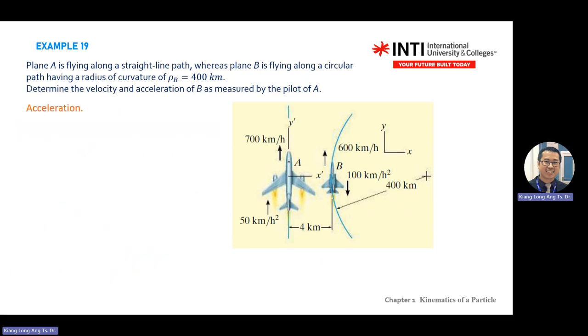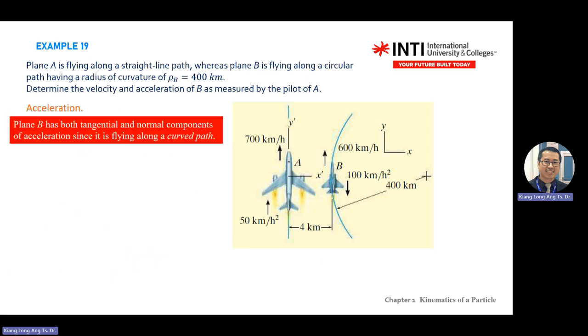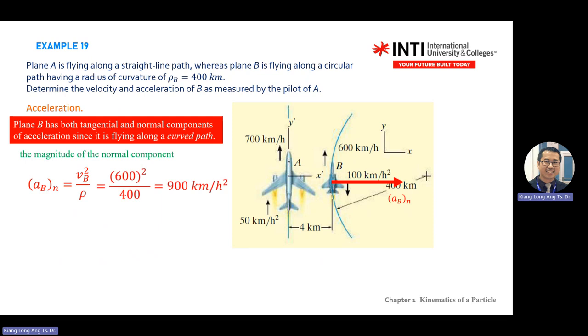Acceleration, same. Both planes, A and B, have both tangential and normal component acceleration, since they both move along curves. You know this one is normal, this one is tangent. As we learned, normal acceleration equal to V square over rho, as we learned in curve motion, right? Substitute, you get 900 kilometer per hour square.